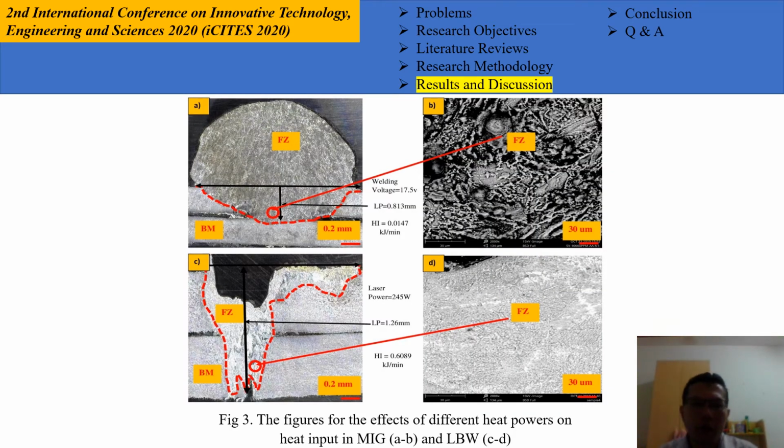Figure 3 indicated the effects of different heat powers on the heat input in MIG and LBW. The figure indicated that MIG produced higher heat input energy in the weld pool. So the weld pool produced the highest pearlite element compared to LBW. That means the welded pool became harder than LBW.